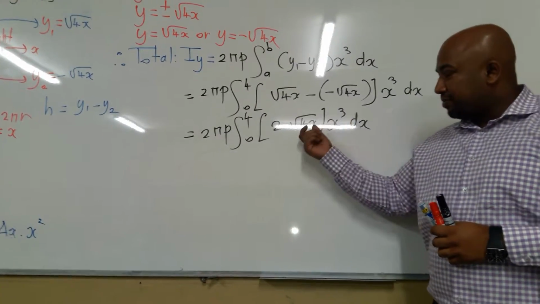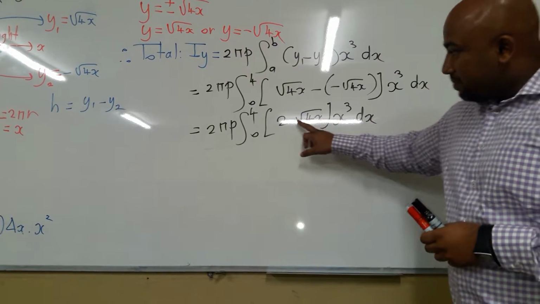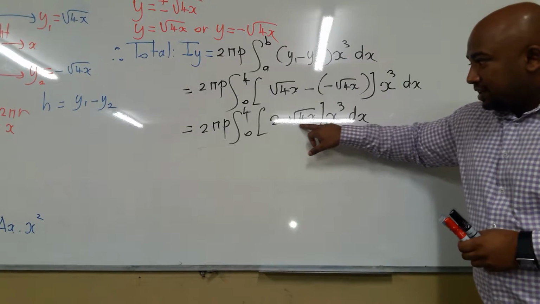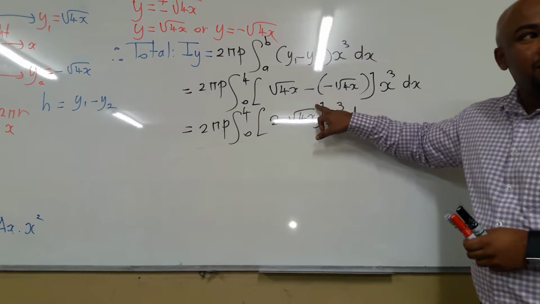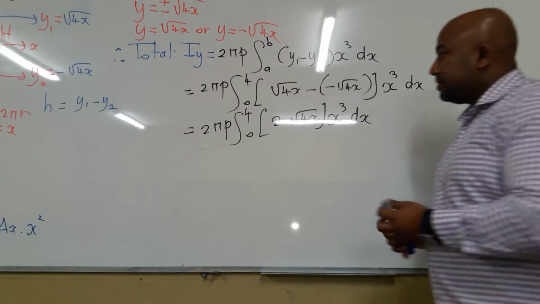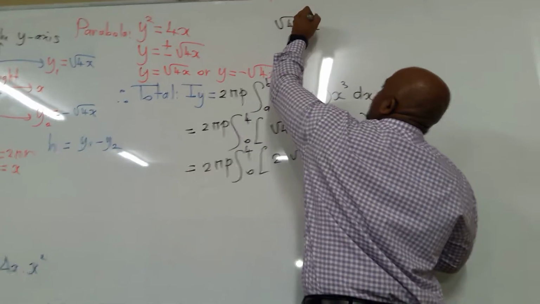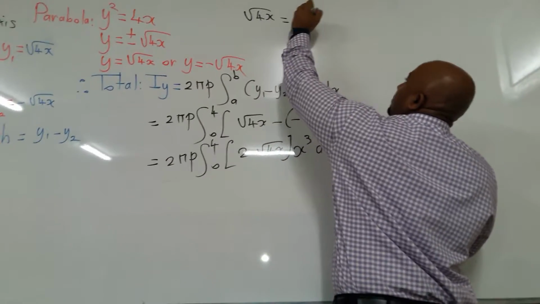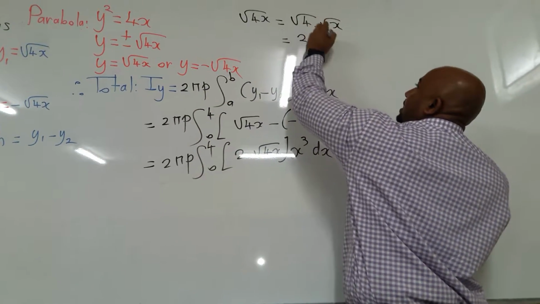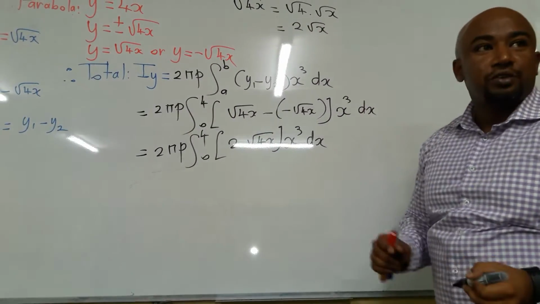Okay, so here's the problem. We cannot multiply x by x cubed because there's a square root there. Can you see that? So what must we do now? We need to simplify this first. So we got the square root of 4x, which is actually the square root of 4 times the square root of x. The square root of 4 is 2, so that will be 2 root x. So the square root of 4x is 2 root x.